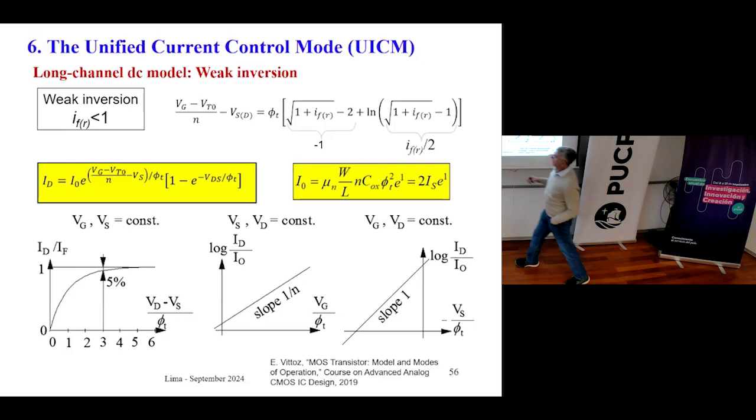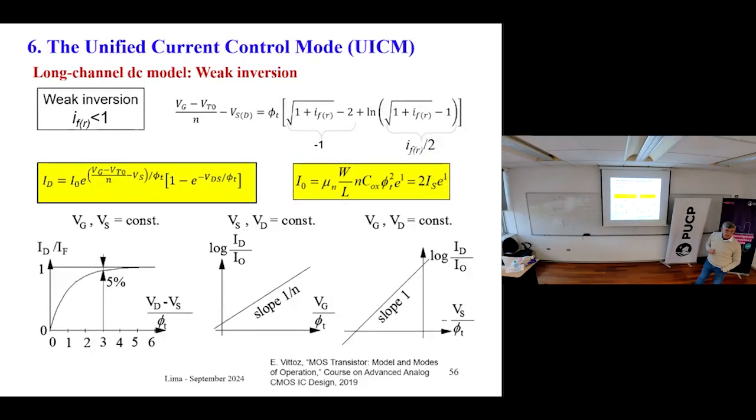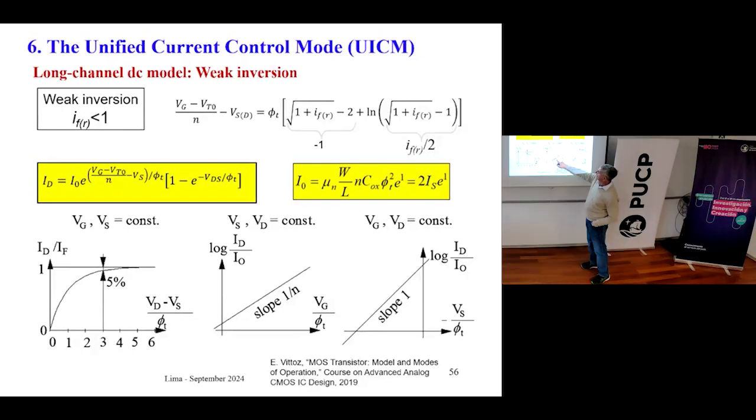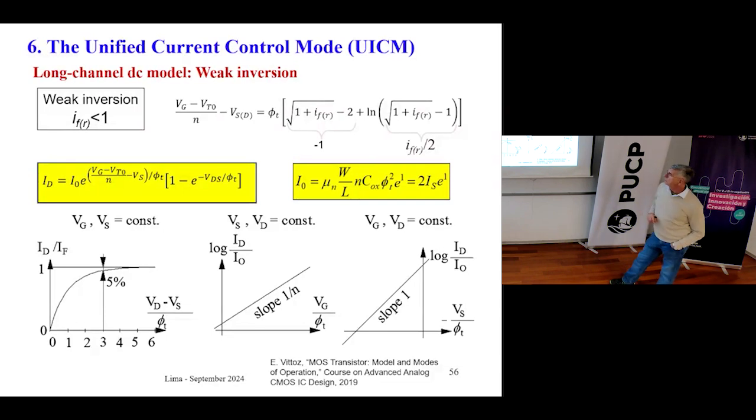So you have first the current in terms of Vd at Vg and Vs equal to constant terms. The second one, log of ID over I0 versus Vg, the exponential dependence, but with a slope equal to 1 over n. And finally, the dependence of ID over I0 in terms of Vs.